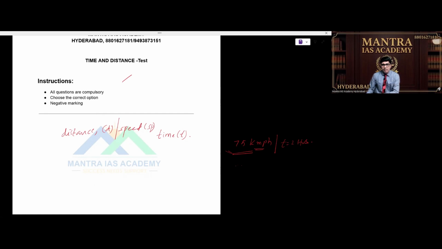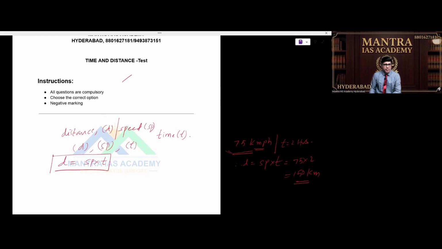Therefore, this part will be like that. Distance is equal to speed into time. Here, 75 into 2 is exactly 150 kilometers. So the three variables: distance, D, speed, S, and time, T. Distance is equal to speed into time.